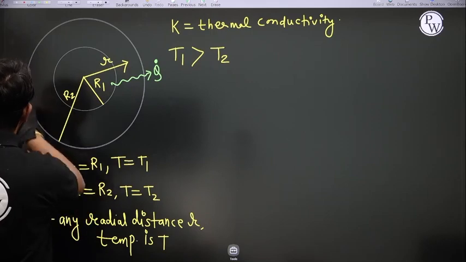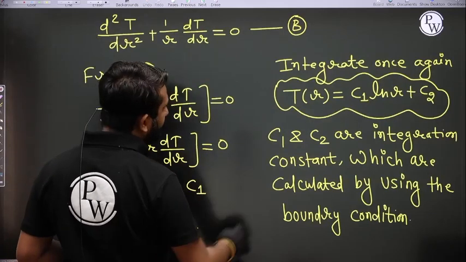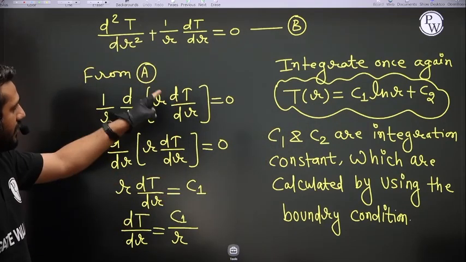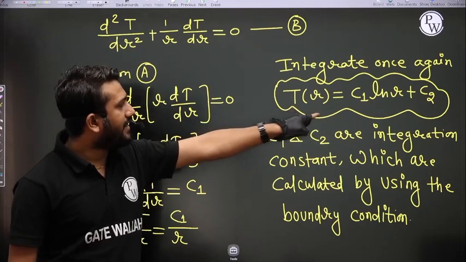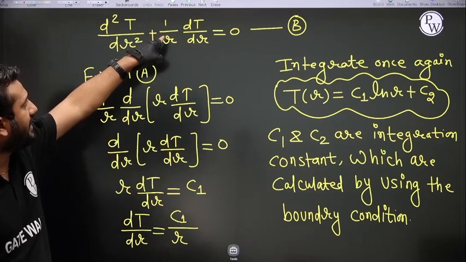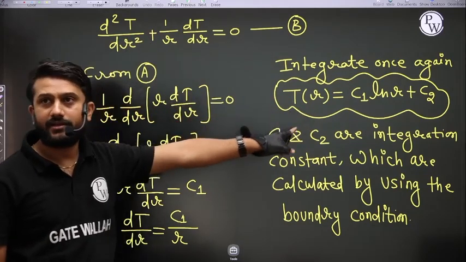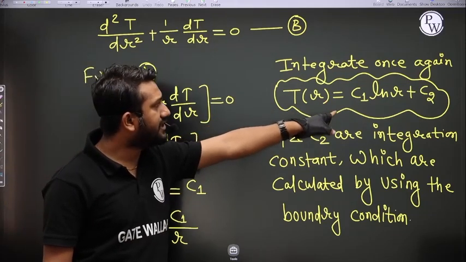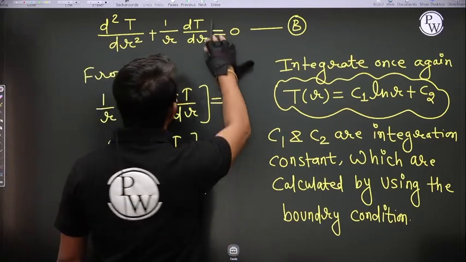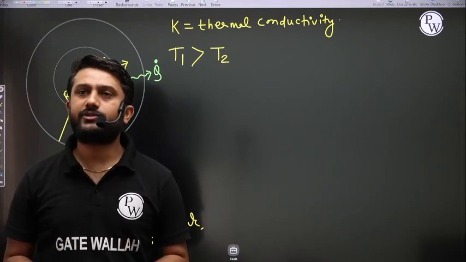Okay. Now, shall we start our discussion from here directly? Because I already simplified the general heat conduction equation. So T of R is equal to C1 ln R plus C2. C1 and C2 are integration constants, and integration constants are calculated by using the boundary conditions.